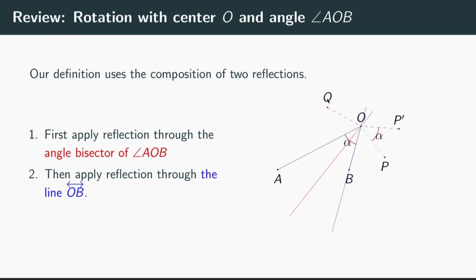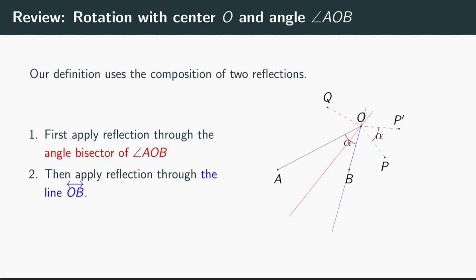Okay, so the definition we did last week uses the composition of two reflections. So let's break this down. The first thing we do is we construct the angle bisector of the angle AOB. And then, of course, we have a distinguished line, which is the line OB itself. The first thing we do is we reflect about the angle bisector. So here I send the point P to the point Q, right? We reflect across the angle bisector here.